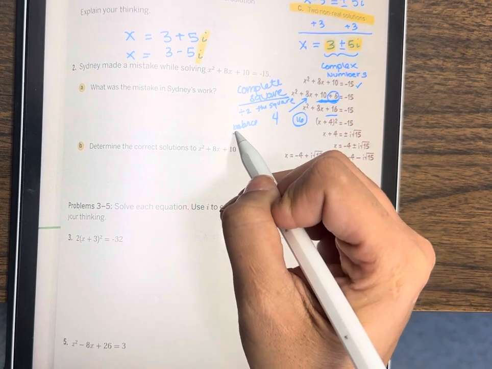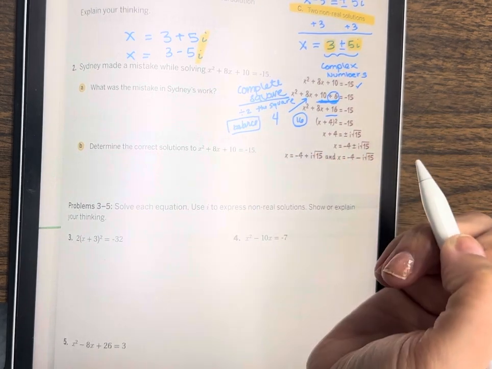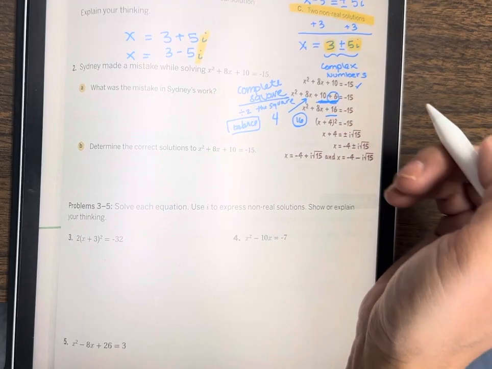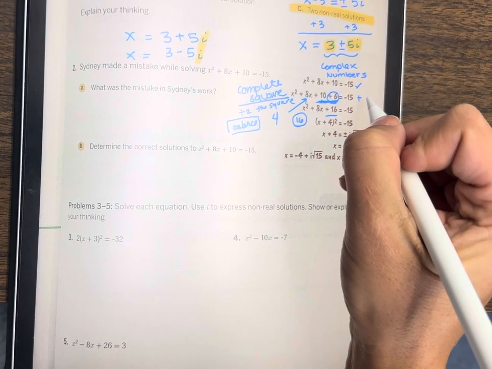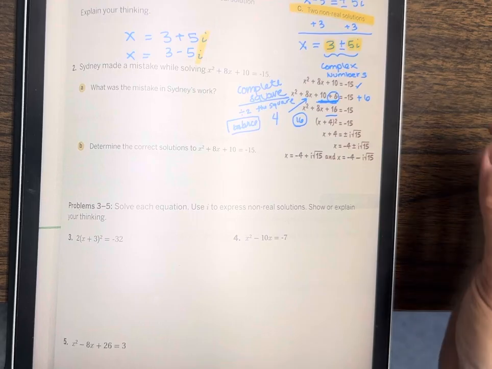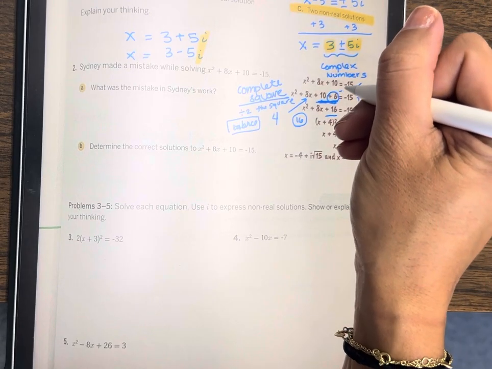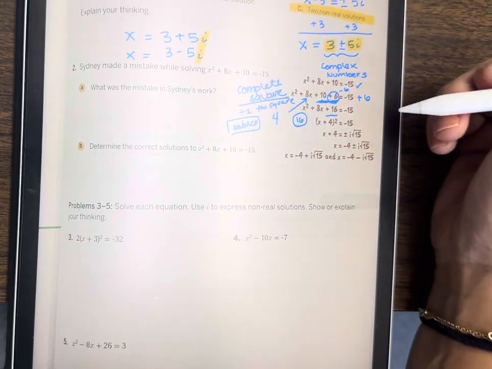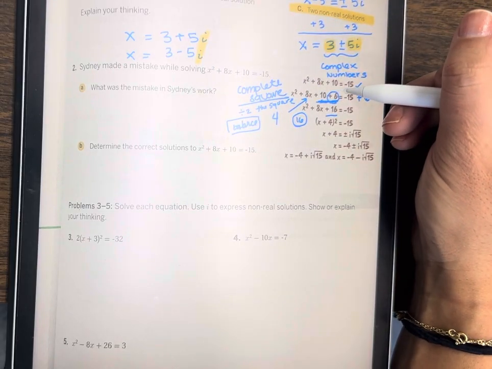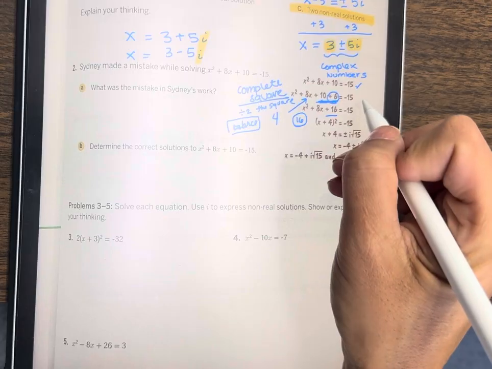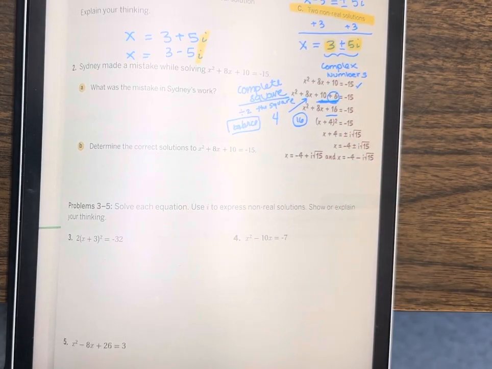But then Sydney was supposed to balance. If you added 6 to this side of the equation, you must also balance it by adding 6 to the other side of the equation. Sydney didn't do that. I guess technically Sydney could have subtracted 6 from the same side of the equation to balance it, but Sydney didn't do that either. Sydney dropped the ball right here by not balancing.